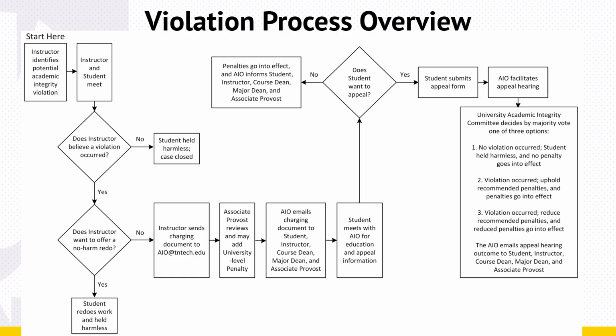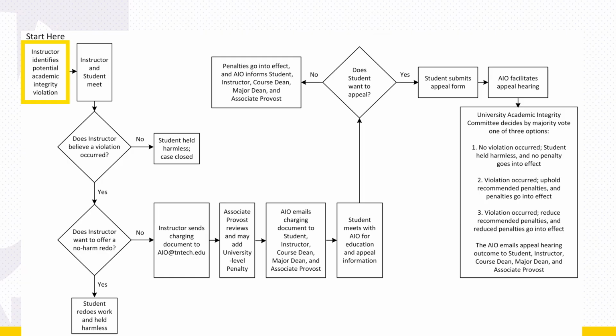The entire process can last anywhere from a few days to a few weeks, depending on how long students take to complete their steps and if there is an appeal. The process starts when you think one of your students has violated academic integrity, and that step is outlined in yellow on the screen. If you suspect more than one student in the same incident, you follow this process for each student. As soon as possible after you identify the potential violation, you must talk to the student.